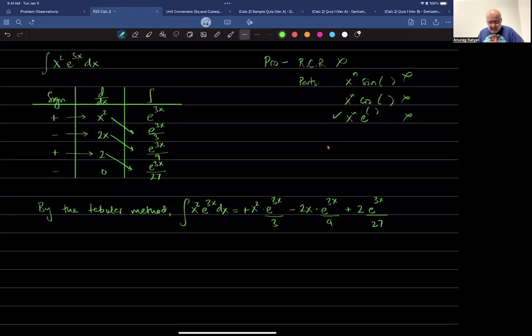And then had we gone one more step, 0 times whatever would have been there, e to the 3x over 81, well, that 0 starts knocking away all the integrals in the future. So this is our answer plus the almighty constant. So this is an example of how you could use the tabular method. Now, had you done just UDV parts, you'd have to do two integrations by parts to get the same answer. That's why the tabular method is considered a shortcut for these questions.